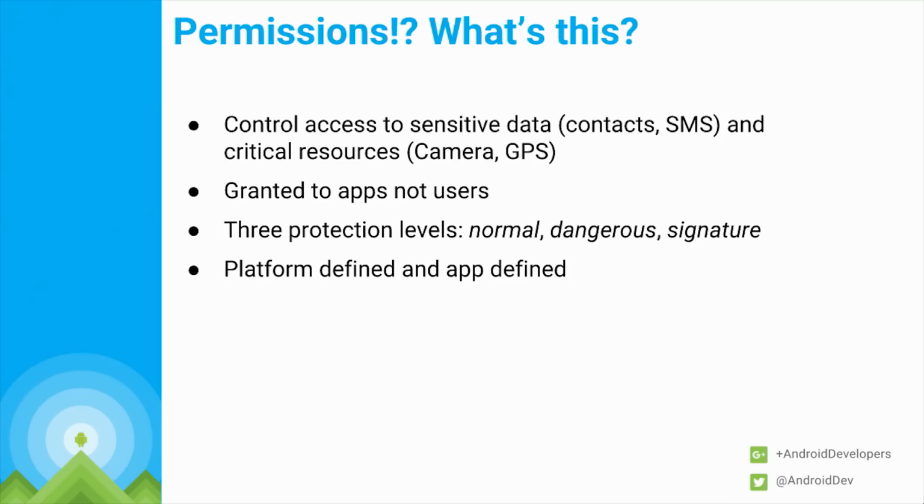So before I get into the nuts and bolts of permissions, how the new runtime permission model works, I want to cover the very basics: what is a permission? A permission controls access to sensitive data, for example my contacts, my SMS, and critical resources. Critical resources are, for example, the camera and the GPS. Permissions are granted to applications by the user.